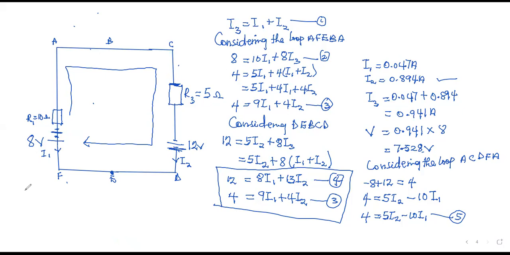So they are the same answers. Yes, please. Okay, Abraham, you said you use equation 3. So let's see. 4 is equal to 9I1 plus 4I2 and 4 is equal to minus 10I1 plus 5I2.